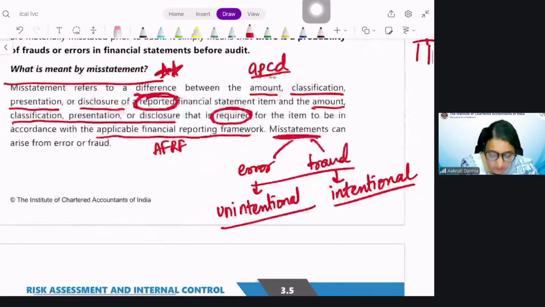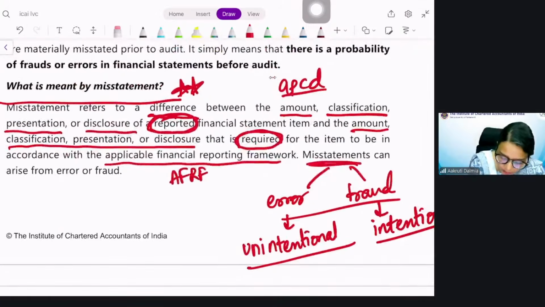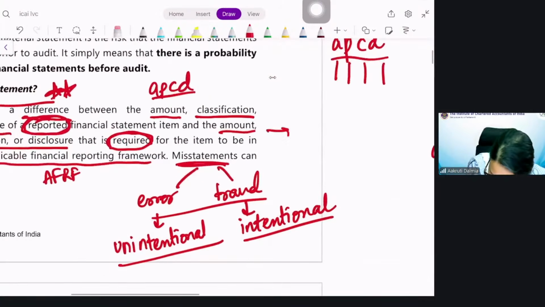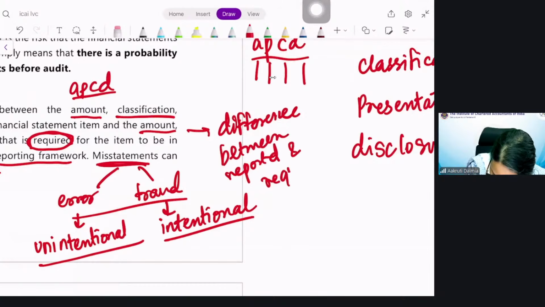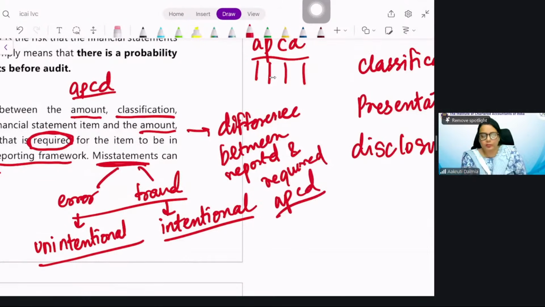So misstatement, very simple, difference between reported and required. Okay, difference between reported and required.